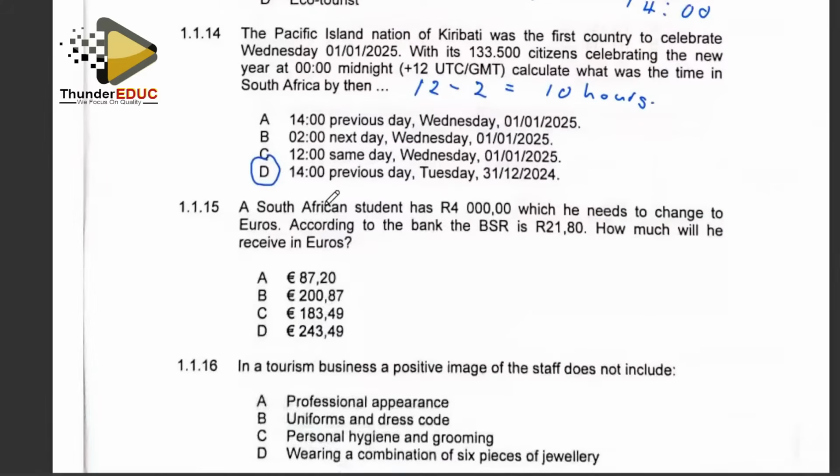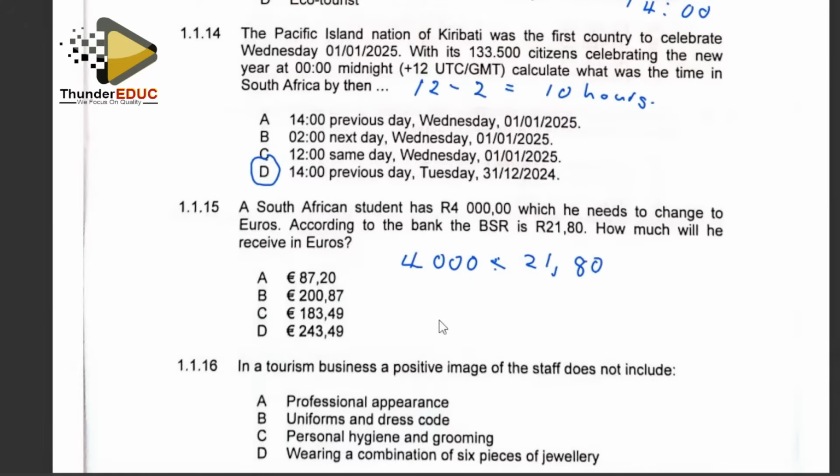Then 1.1.5, a South African student has 4,000, which he needs to change to euros. According to the bank, the selling rate is 21.80. How much will we receive in euros? So we need to divide 4,000 by 21.80.